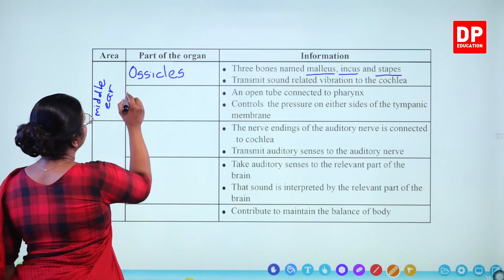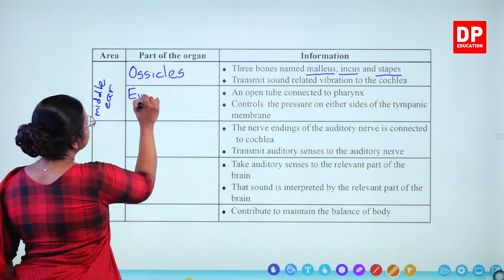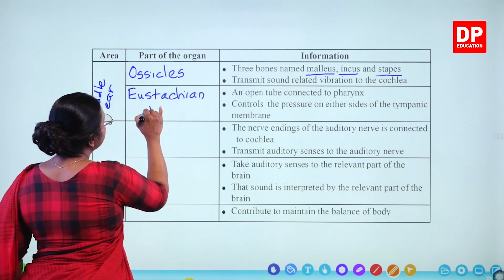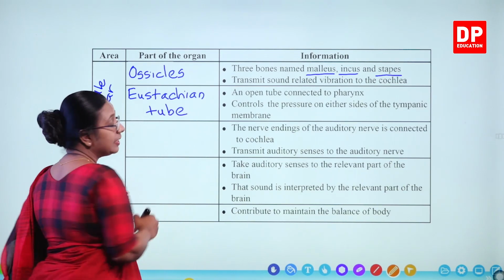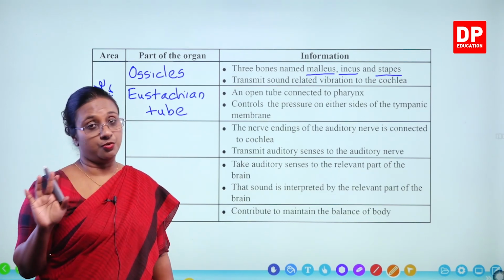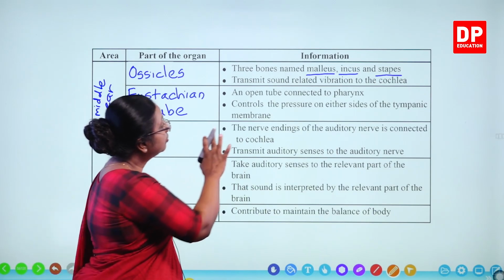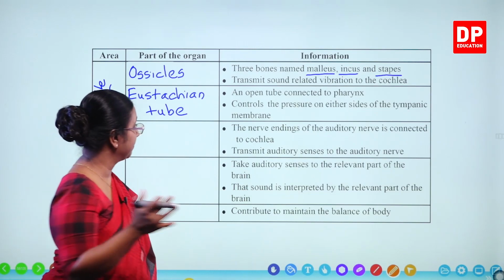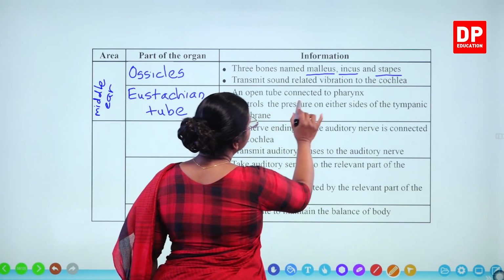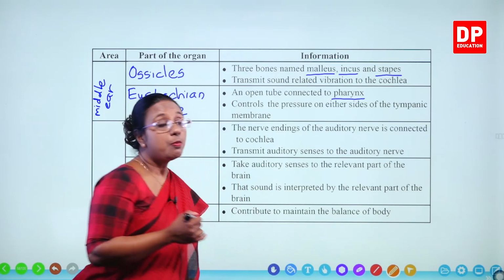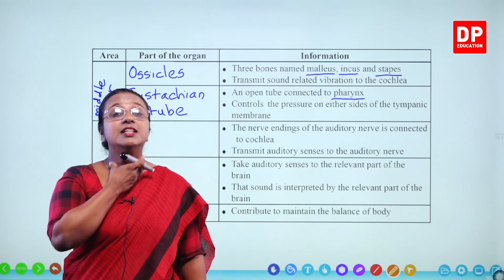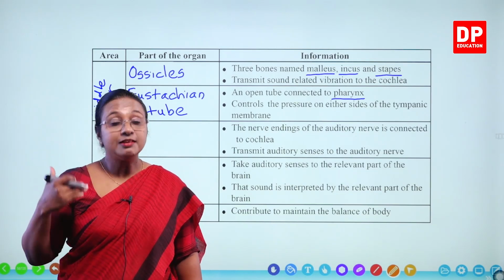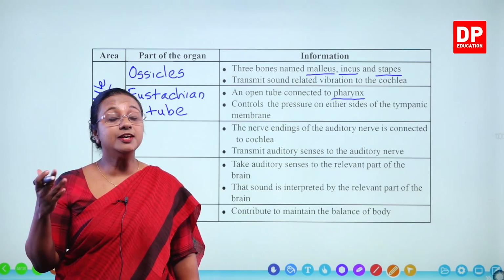So then what do we have after that? It is the eustachian tube. Now, is this eustachian tube related to transmission of sound? No. They are related to maintaining pressure on either side of the tympanic membrane. So, this is an open tube connected to pharynx. What is the pharynx? Now, here the throat part, there is a tube-like structure that is part of the respiratory system, that is called the pharynx.